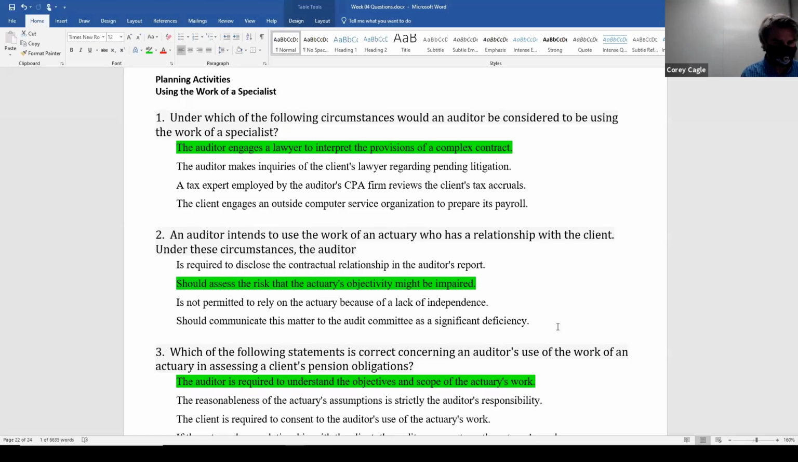But notice that C says we're not permitted to rely on them because of the lack of independence. That's not true. And we don't have to disclose that relationship in the auditor's report. Remember, we're saying we're not even referencing the specialists in the audit report. So A, we throw out. I got the B and C, and then I said, probably C. Yeah, it's new information. I would have wondered myself seeing it for the first time. Can't wait to find out.